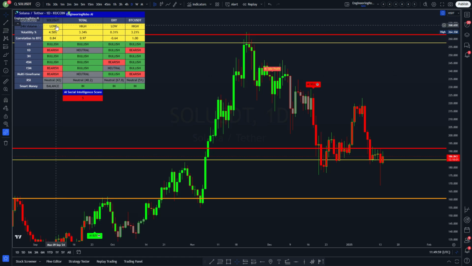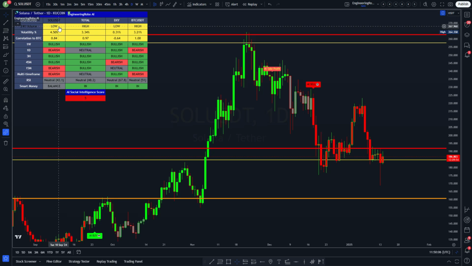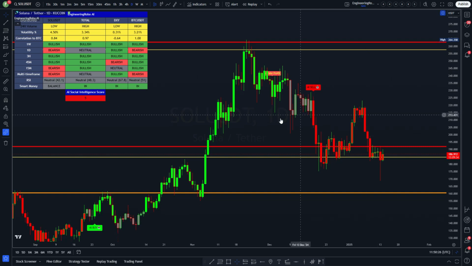It's got low volume. So if we're looking for a price pump in Solana, probably not the coin that we want to be looking at in terms of going long for a daily swing trade setup. Volatility is 4.5 as well, and again, that's not ideal in terms of the volatility of the coin. Correlation is 0.84, so it is highly correlated to Bitcoin, as they all are in terms of cryptocurrency.